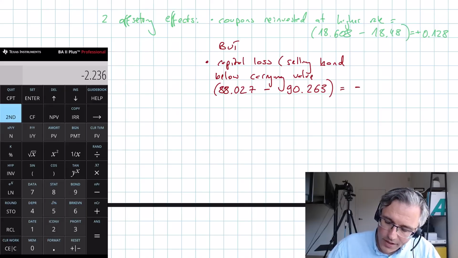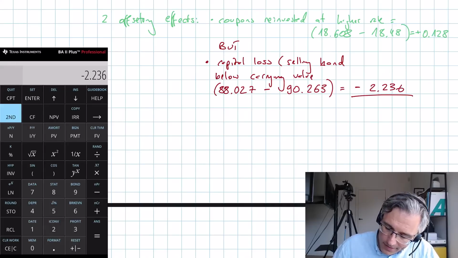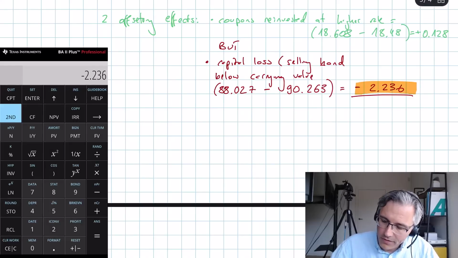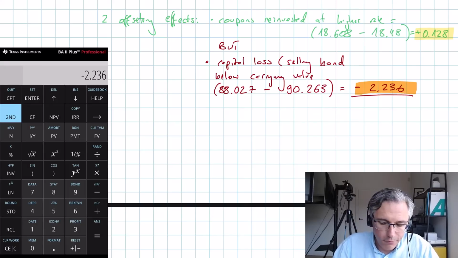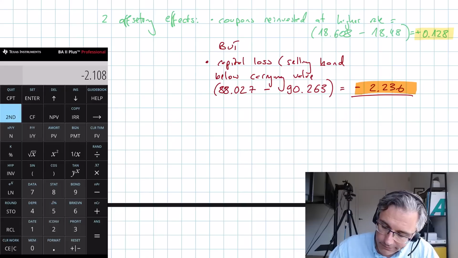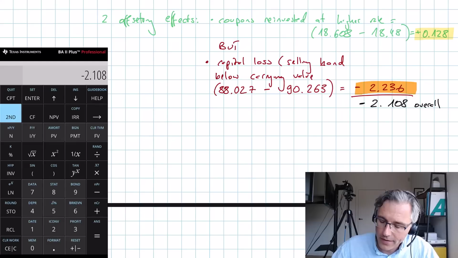This produces a negative effect of 2.236. And as you can see, that negative effect over here absolutely trumps the positive effect from having the coupons reinvested at the higher rate. So if we net them, you get a negative overall 2.108, let's say overall or net.